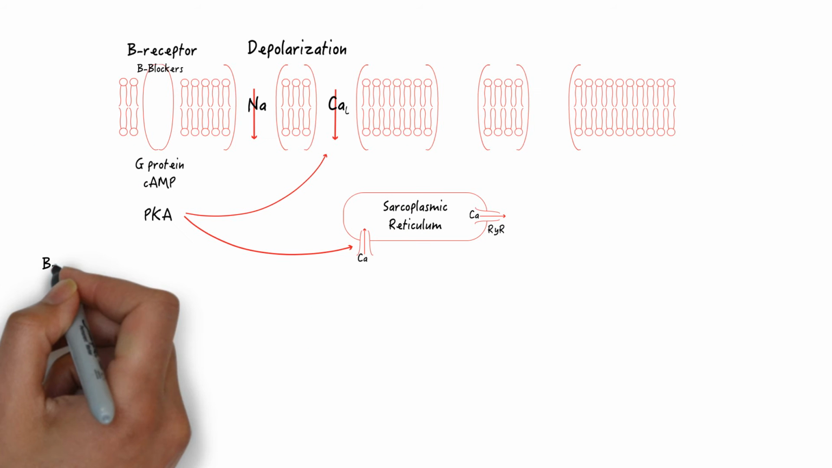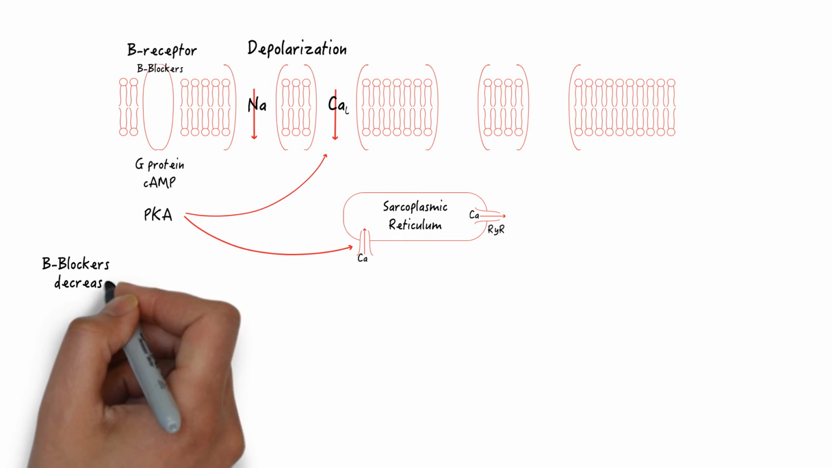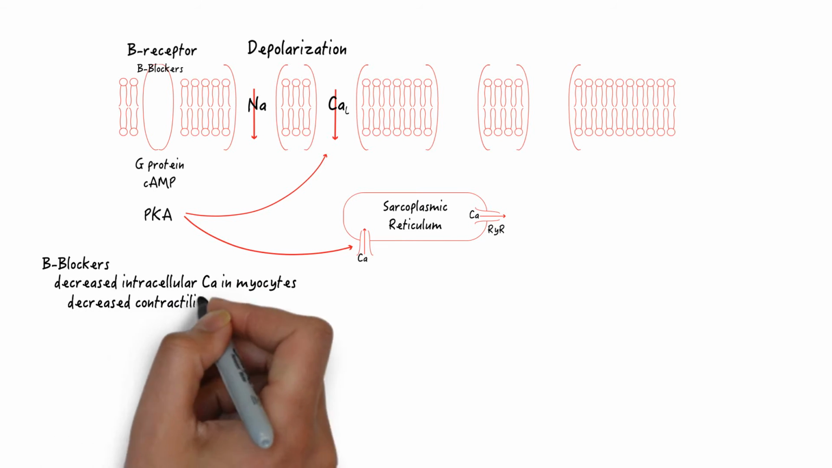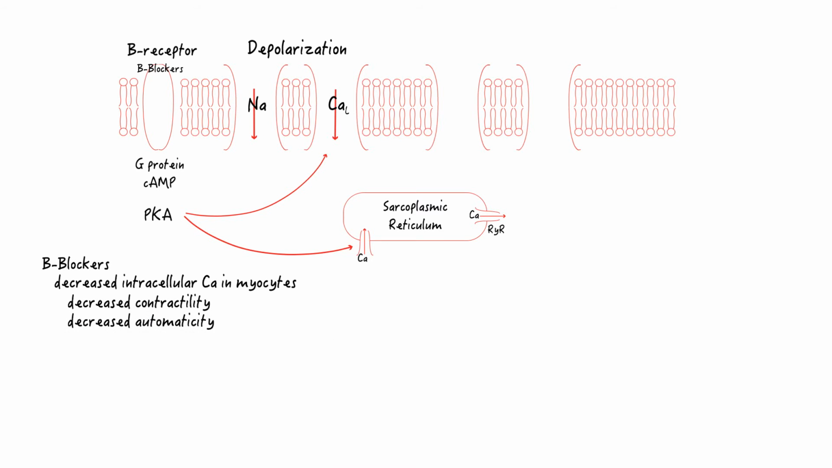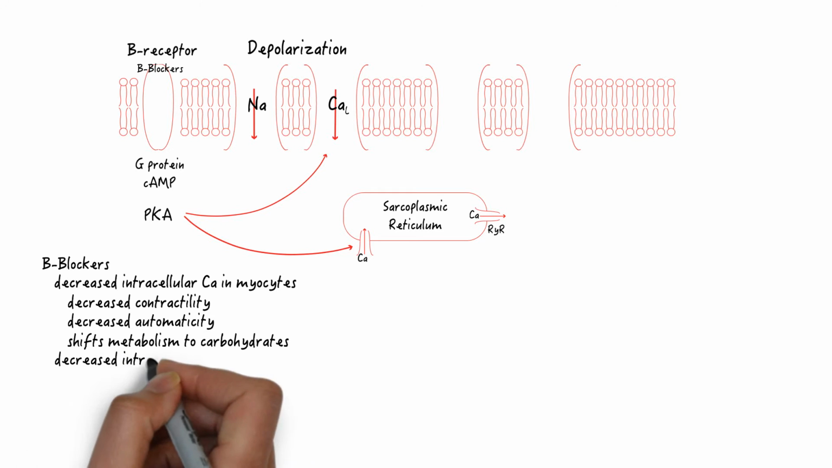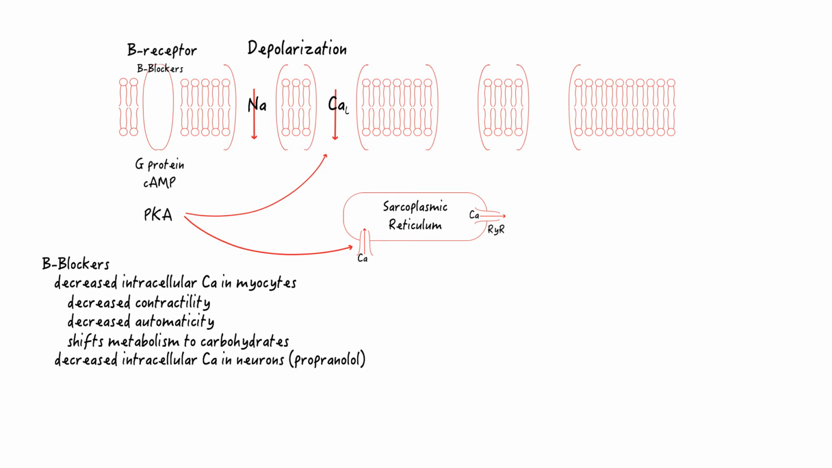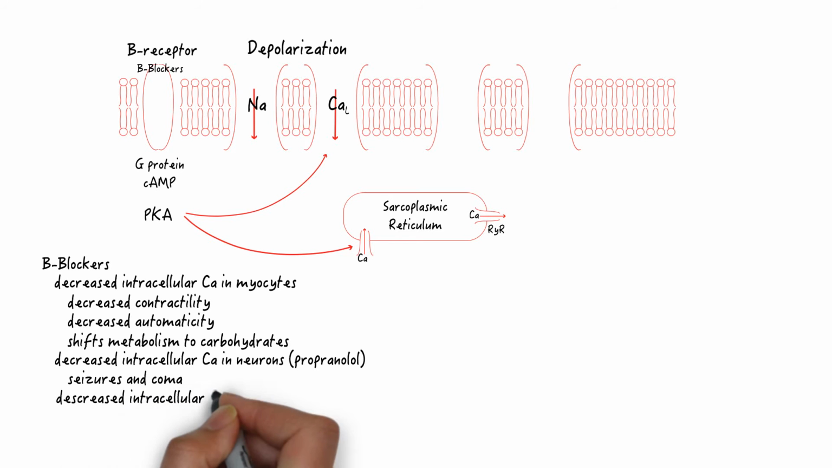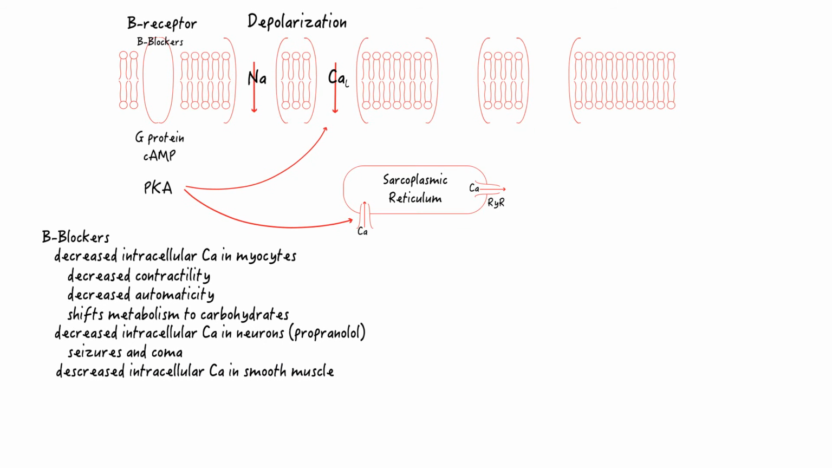Beta blockers, therefore, inhibit this pathway, and so the net effect is decreased intracellular calcium in all of your cells. In the myocyte, this means decreased contractility, decreased automaticity, because the pacemaker cells of your heart use calcium for their spontaneous depolarization, and also shifts the myocyte metabolism away from free fatty acids and lactate, and instead to carbohydrates. Lipophilic beta blockers like propranolol can cross the blood-brain barrier and decrease intracellular calcium in neurons, causing seizures and comas. Decreased intracellular calcium in smooth muscles causes profound vasoplegia and hypotension.